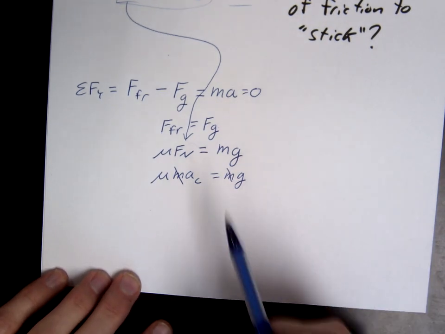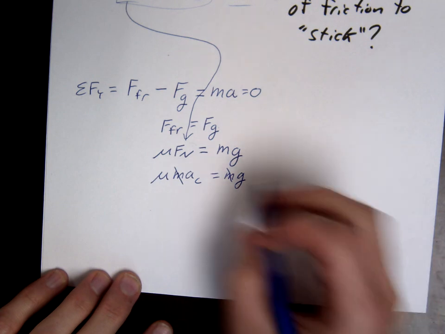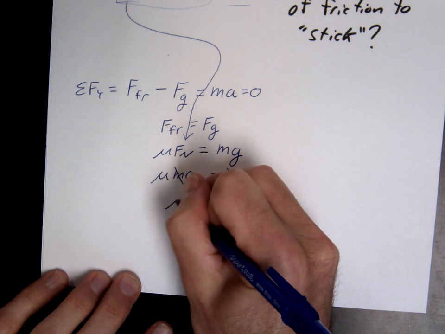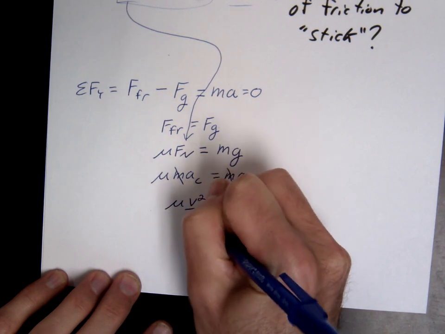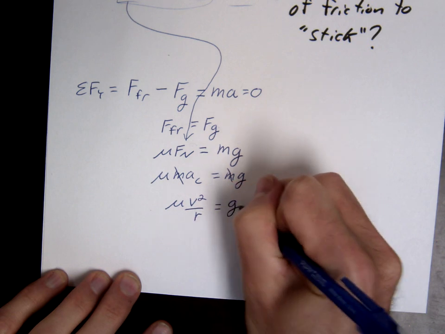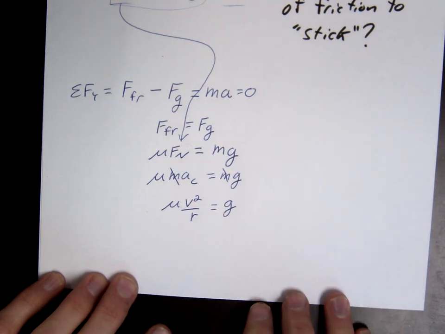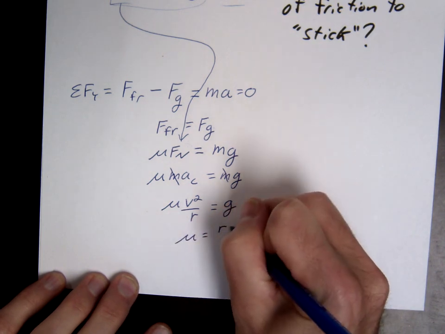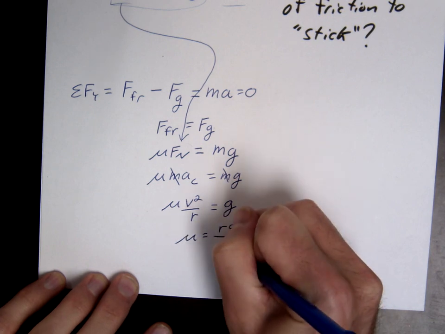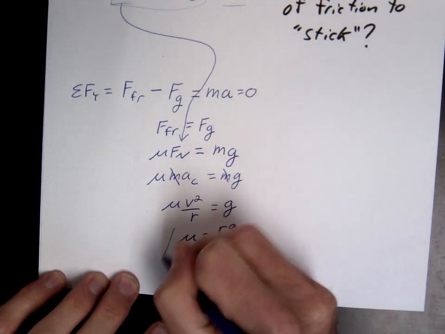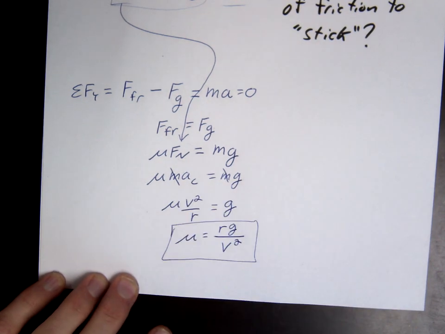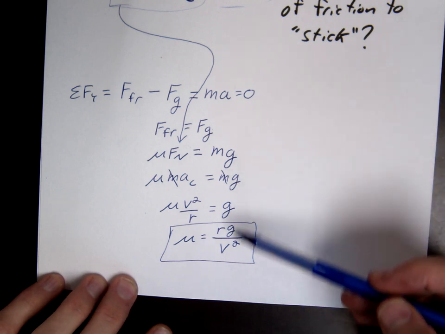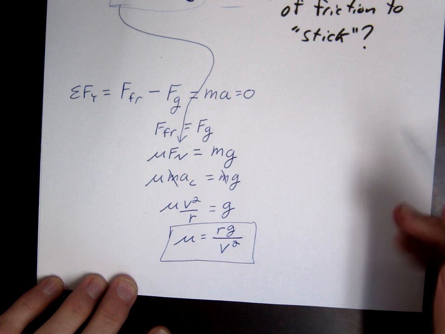All right, what were we solving for? Mu? Let's expand a_c. What's our equation for a_c? V squared over r equals little g. And therefore mu should be equal to, if we multiply both sides by r and divide by v squared, mu equals rg over v squared. Again, if you're not comfortable with what I'm doing, you can substitute numbers as you go and solve for things as you go.